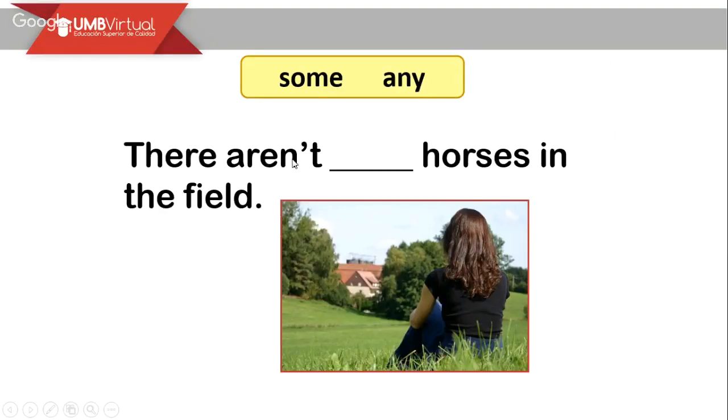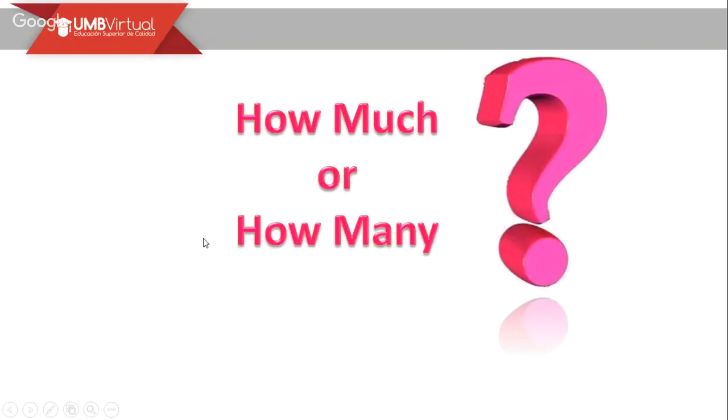There aren't some or any horses in the field. There aren't. In this case, it is negative. In here, we are seeing that we have the negative form of the verb be. So we are going to use any. There aren't any horses in the field.